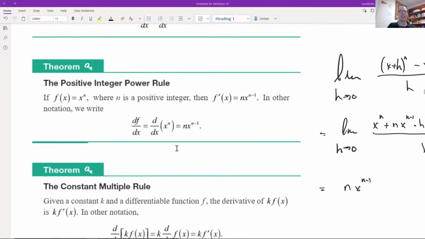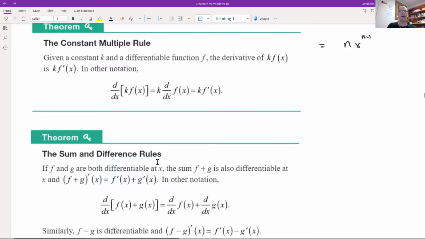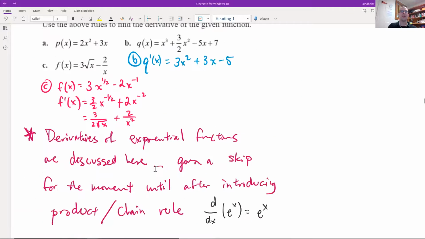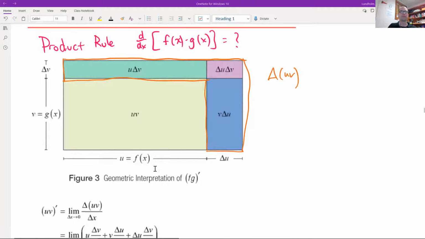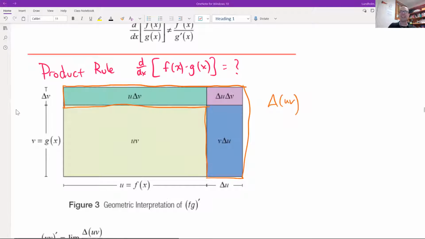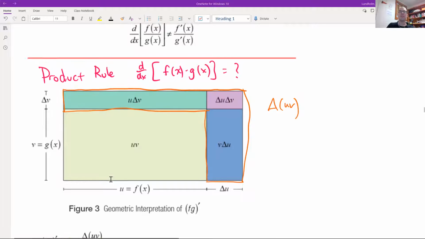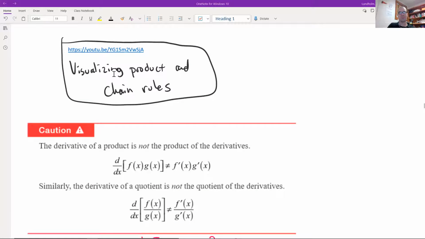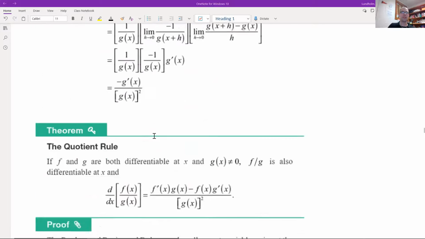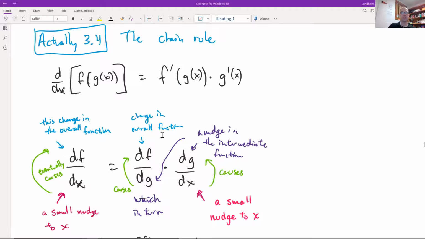The other way that we can combine two functions, other than sum and difference, would be the product rule. And we did look at the product rule. That's a good summation of the product rule. And remember, that was based on thinking about areas and kind of the distributive property. And the last big one that was mentioned in the video that we watched, visualizing product and chain rules, was the chain rule. And we're eventually going to get to that. Chain rule's down here.